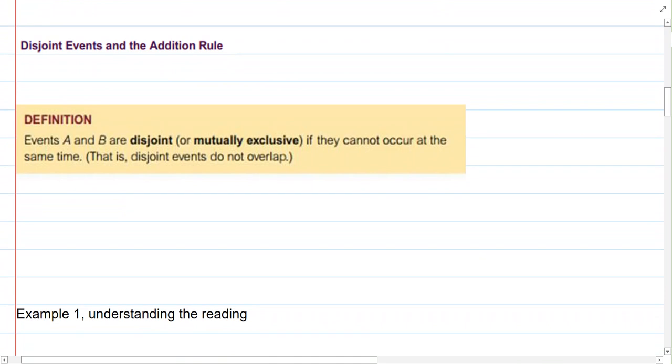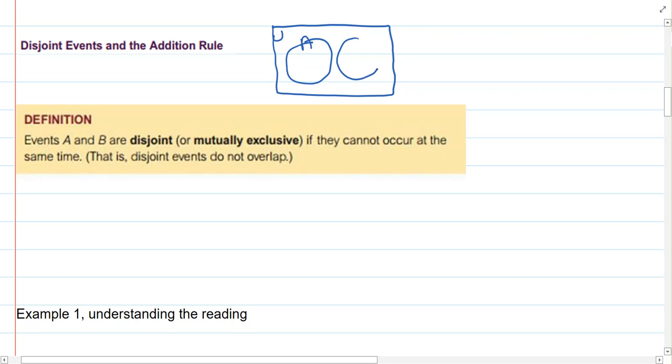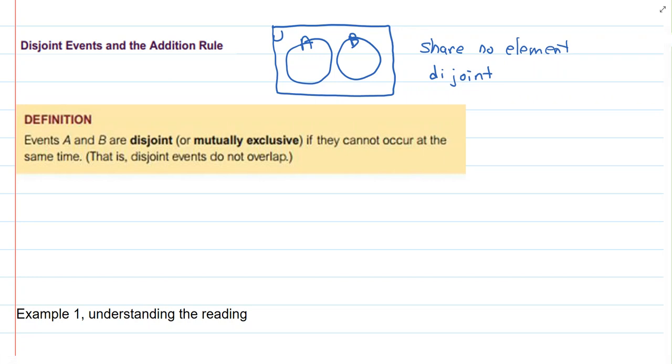So now let's talk about disjoint events and the addition process. Disjoint, if I drew you a Venn diagram, would mean that we have event A and event B, and they share no elements. They're called disjoint. Kind of like a medical term, isn't it? To dislocate something, you disjoint something. But anyway, disjoint means there's no overlapping.